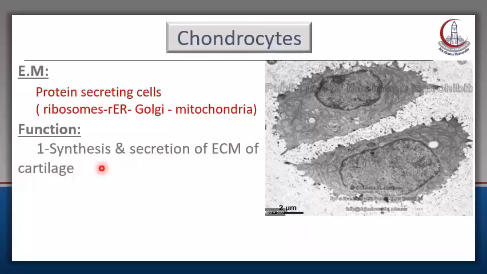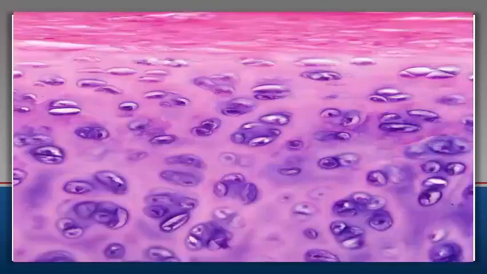These cells are responsible for the type of growth called interstitial growth of cartilage. Interstitial growth of cartilage means enlargement of the cartilage from within, because these cells will divide and differentiate, forming cell nests and isogenous groups, and secrete cartilage extracellular matrix. This leads to enlargement of the cartilage from within, and we call it interstitial growth of cartilage.